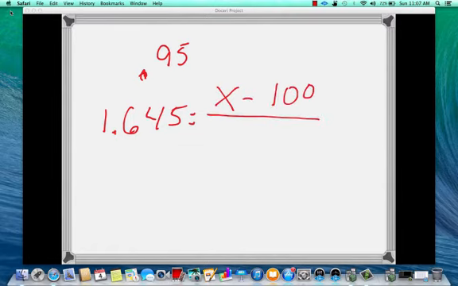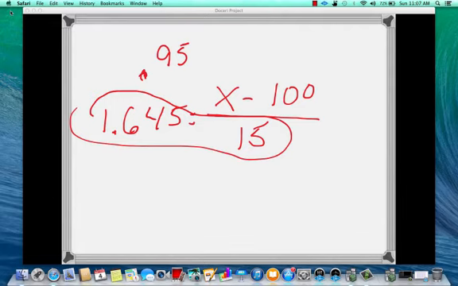Our mean was 100. That was the mean of all the IQ test scores. And then we got a standard deviation of 15. Again, we can cross multiply. All right, so I'll just plug it in. 1.645 times 15 gives me 24.675. Set that equal to x minus 100.